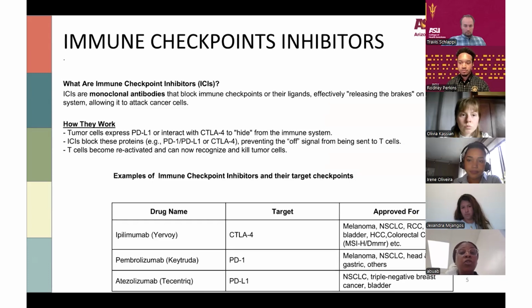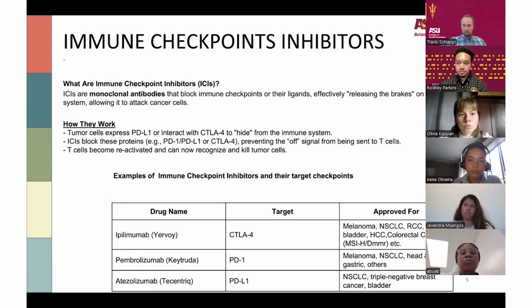So we came about immune checkpoint inhibitors. What are the immune checkpoint inhibitors? These are the monoclonal antibodies that block immune checkpoints or other ligands, effectively releasing the brakes on the immune system and allowing it to attack cancer cells. Normally, immune checkpoints are supposed to help out in attacking cancer cells. But because of the association between PD-1 and PD-L1, or PD-L1 and CTLA4, it inhibits their action, the role they are supposed to play in countering against tumor cells. That's the reason why immune checkpoint inhibitors were made.